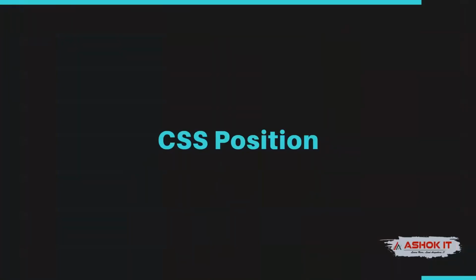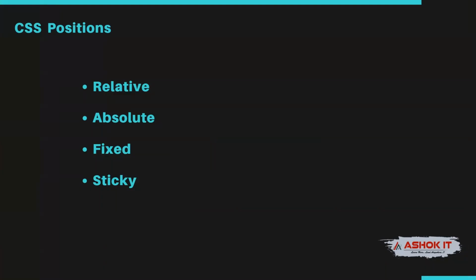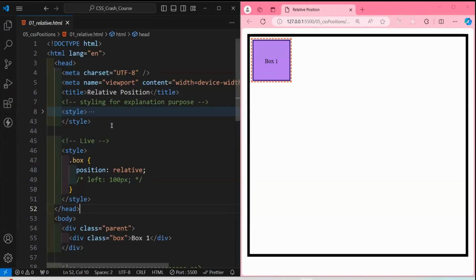Now, let us learn CSS positions. Coming to the CSS positions, we have four types of positions: relative, absolute, fixed, and sticky. Let me explain these concepts with the help of code so that it will be easy for you to understand. Now, I'm on my VS Code screen. I have created an HTML file named relative.html. Now, let us try to understand the relative position.